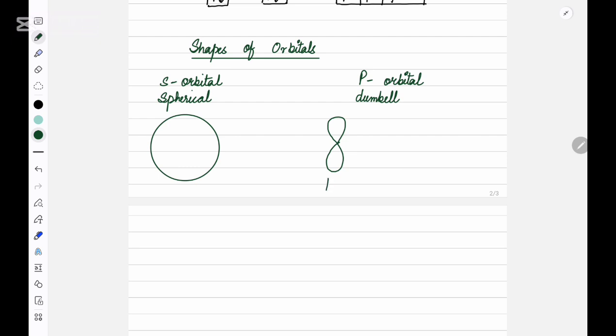We know the p orbitals are px, py, and pz. For py, we can draw it in this manner, and for pz we can arrange it in this way. Like this one is arranged on the y-axis, so we can name it the py orbital. This will be named the px orbital, and this one is on the z-axis, so we can say it is going to be the pz orbital.